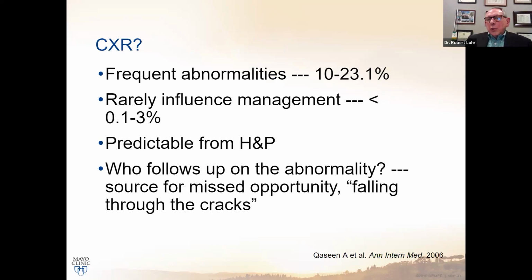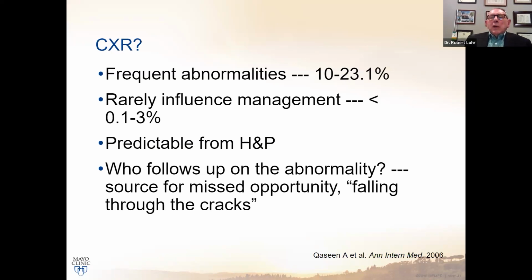How about the chest X-ray? So this is the routine chest X-ray. Going to the OR, you have to have a chest X-ray. Well, there are a lot of abnormalities that are found on these, between 10 and 23% of incidentalomas. However, they rarely influence management of the patient, 0.1 to up to 3% of the time. Usually, they are predictable from the H&P. And then you have the question here again of who's going to follow this up.